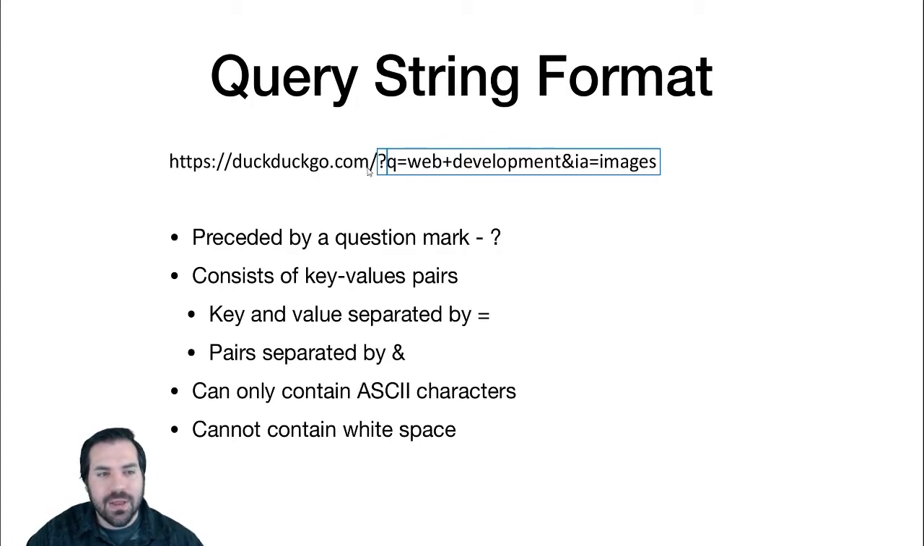So we have the path, and if you're reading the path and you find a question mark, you got yourself a query string. No question about it. That's the start of a query string. That's what the question mark character in a URL means.